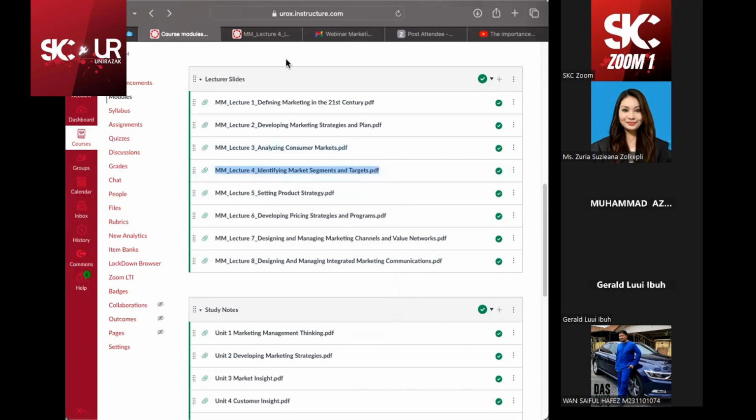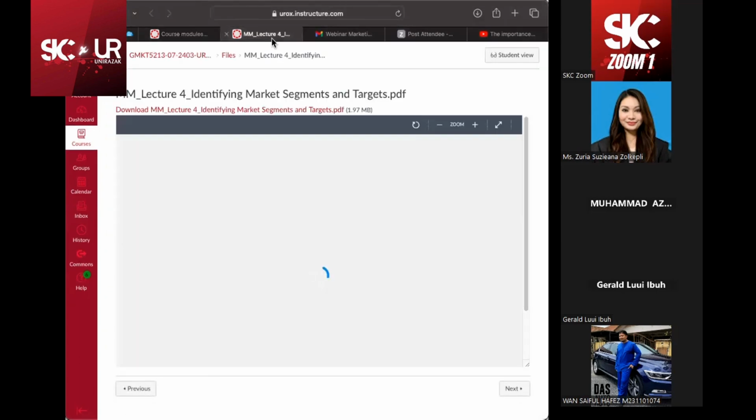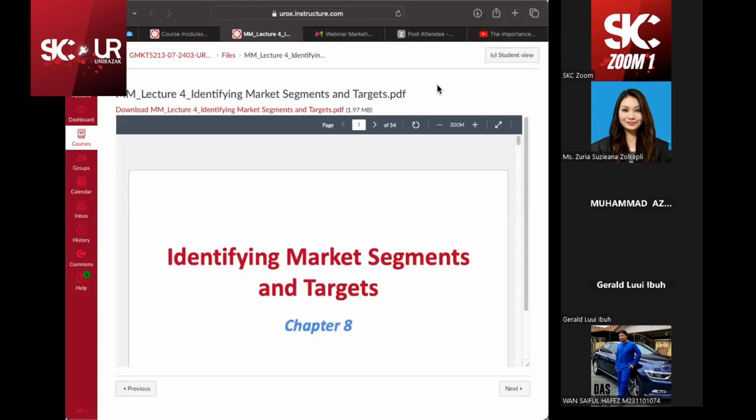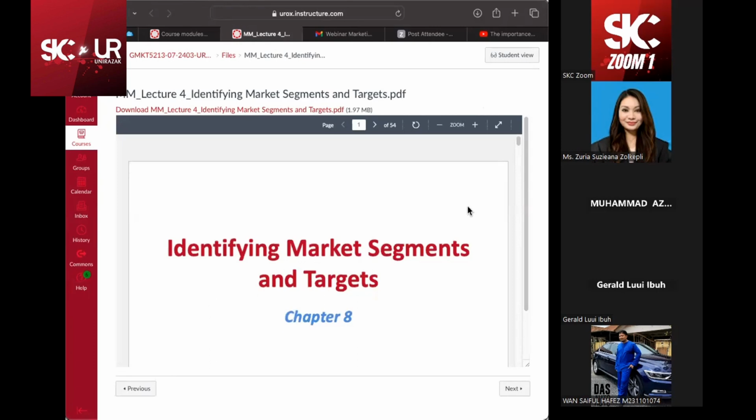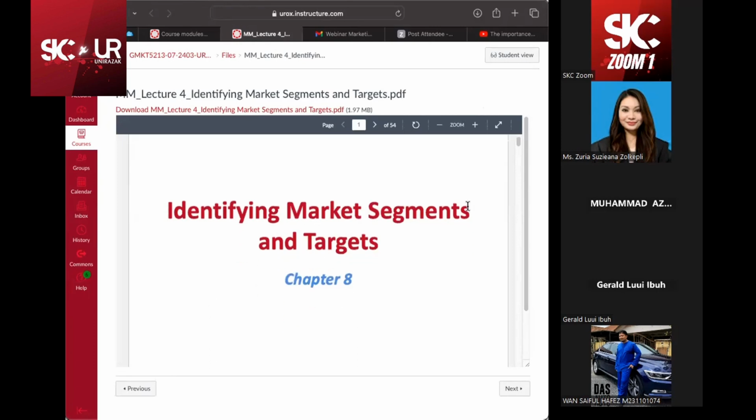Identifying market segment and target. So just now we have learned about the factors that influence market behavior, consumer behavior, right? So from the behavior that we have learned, now it's time for us to identify the market segment and targets.